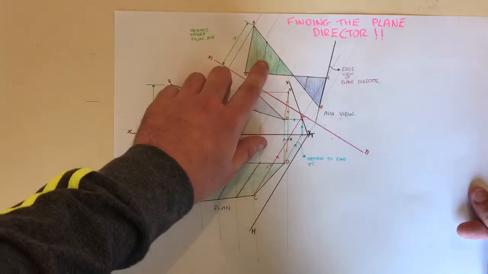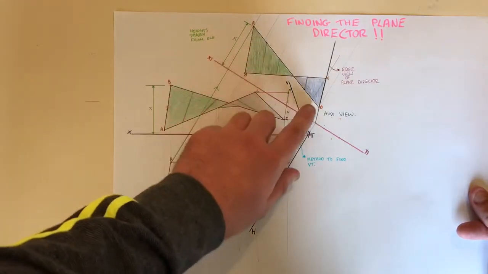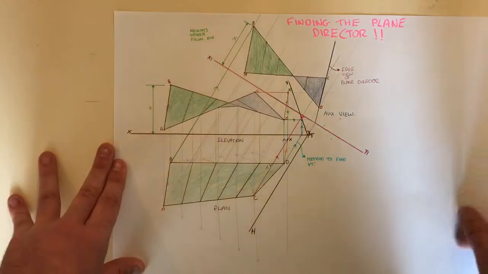And the fact that the elements and the lines AB and CD are parallel, that proves that we have found the plane director.